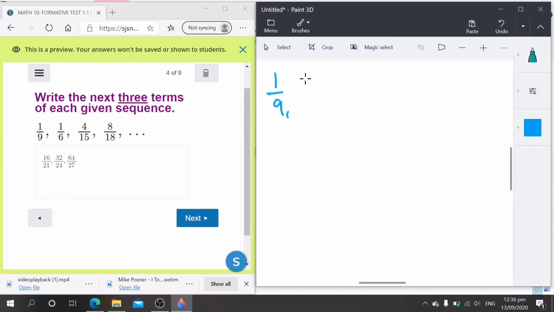So, 1/9, 4 over 15, 8 over 18. Now, we're a bit problematic with 1/6 because it seems to come out of nowhere. Just ask yourself, from 4 it became 8, so it means either we multiplied by 2 or added 4.